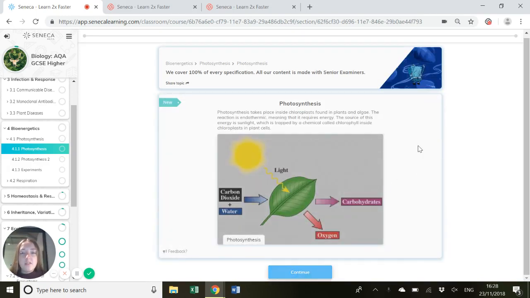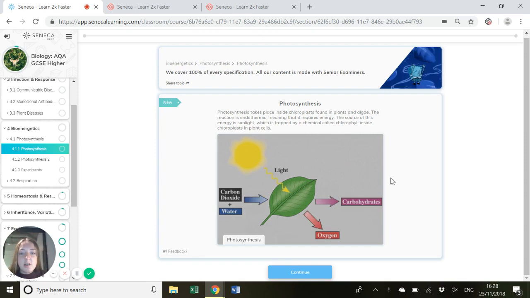Okay, so what is photosynthesis? Photosynthesis takes place inside chloroplasts in plants and algae. The reaction is endothermic, meaning it needs energy. The source of its energy is sunlight, which is trapped by a chemical called chlorophyll inside the chloroplasts in plant cells. And so chlorophyll is the green part of plants. So that's why plants are green.